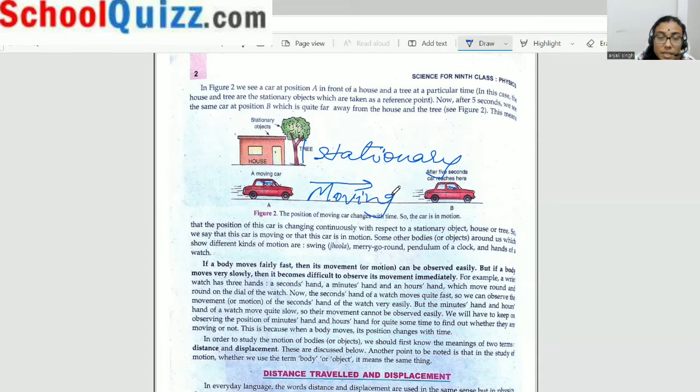Clear? Now, if a body moves fairly fast, its movement can be observed easily. But if a body moves very slowly, it is difficult to recognize.